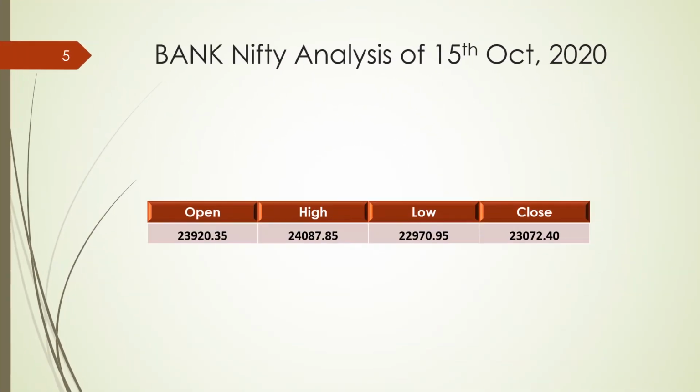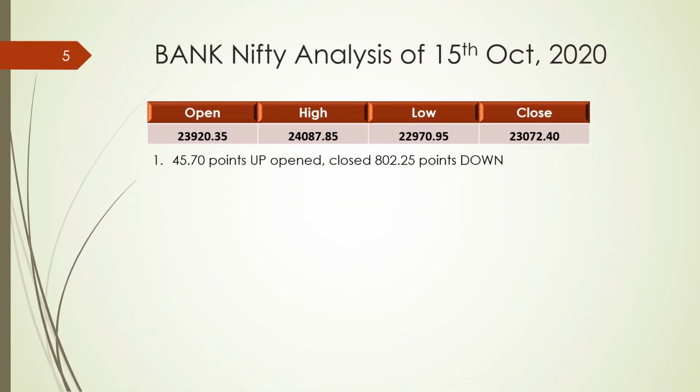Now we'll talk about Bank Nifty. So Bank Nifty, if you see, it opened almost 46 points up and closed almost 802 points down compared to 14th October's closing. The high it made today was 24,087 and the low 22,970. So there was almost near about 1,100 points of trading range today.